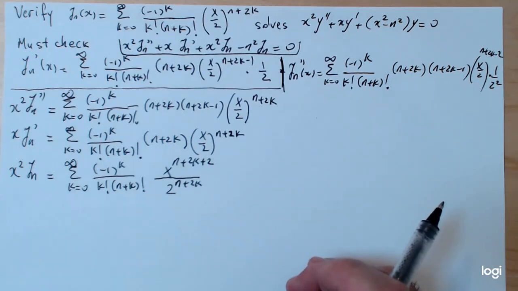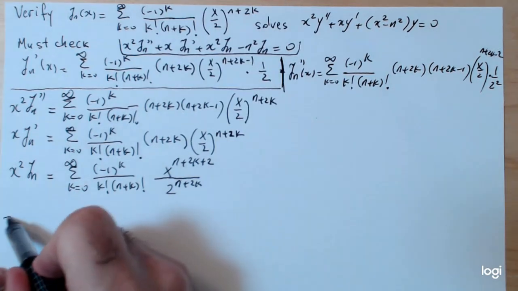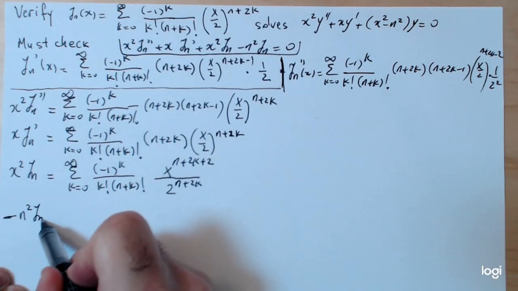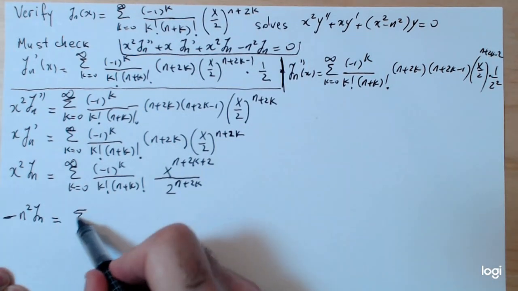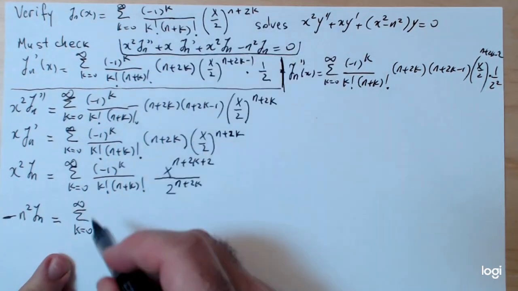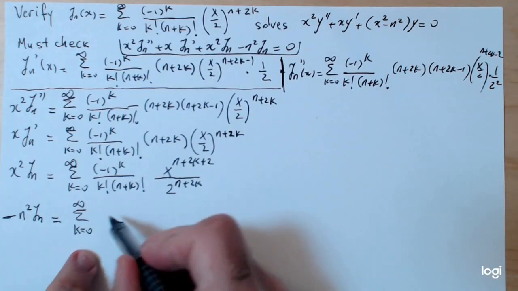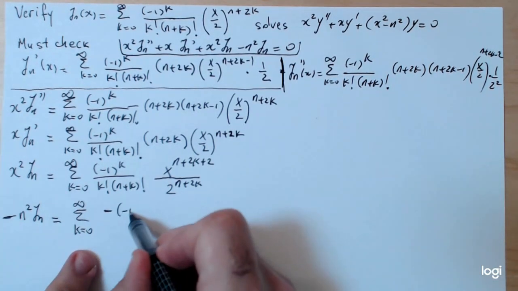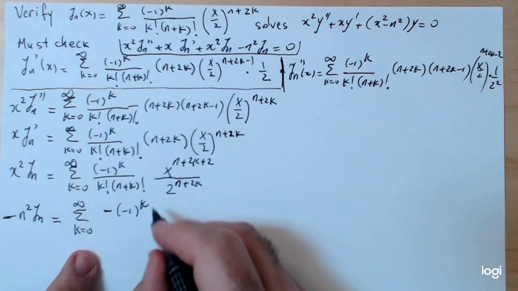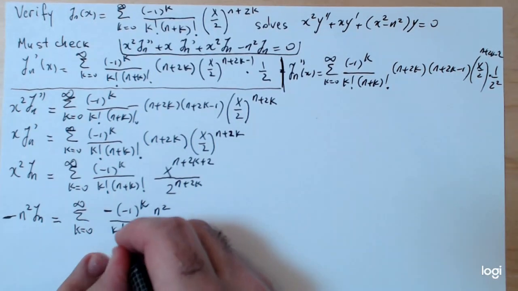And finally, we need to write down minus n squared Jn. Bring it again inside the summation. So we're going to have an extra minus, with minus 1 to the k n squared, and everything else is the same.